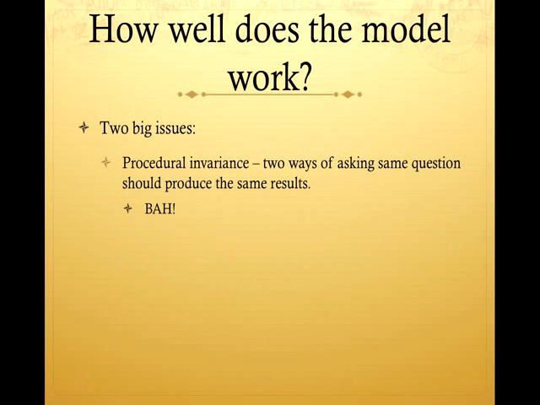The second big issue is procedural invariance. And this is just a bane in the existence of a lot of people's lives because this is the idea that two ways of asking the same question get you different results if you don't follow the rules. And that's very frustrating if you're designing instructions and you realize people aren't getting your instructions. So if I ask the same question a different way, I should get the same result, but I don't. It's kind of frustrating.